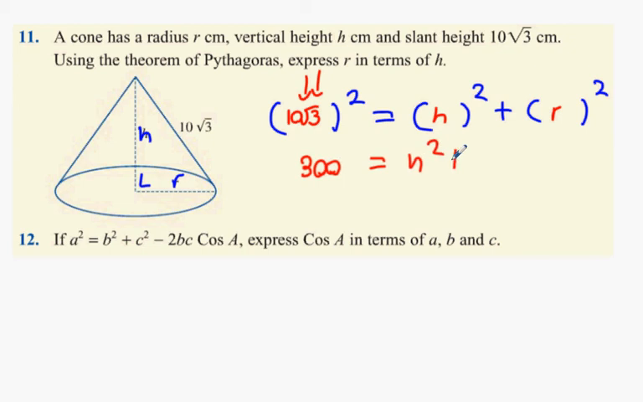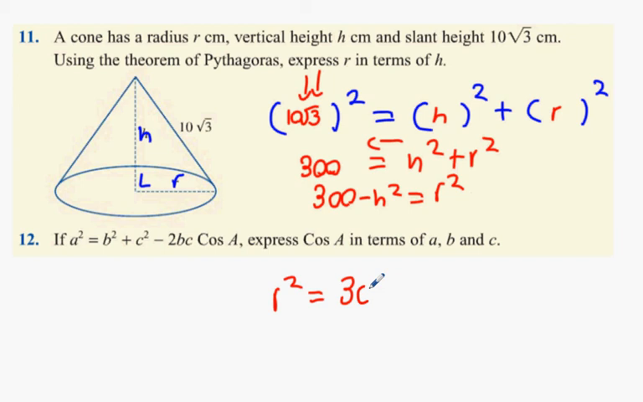Now we want to get which letter on its own? r on its own. So where does the h squared go? 300 minus h squared equals r squared. And then finally to get r on its own, tell me the last step. Square root both sides. We get the square root of 300 minus h squared. Any questions? We're good.